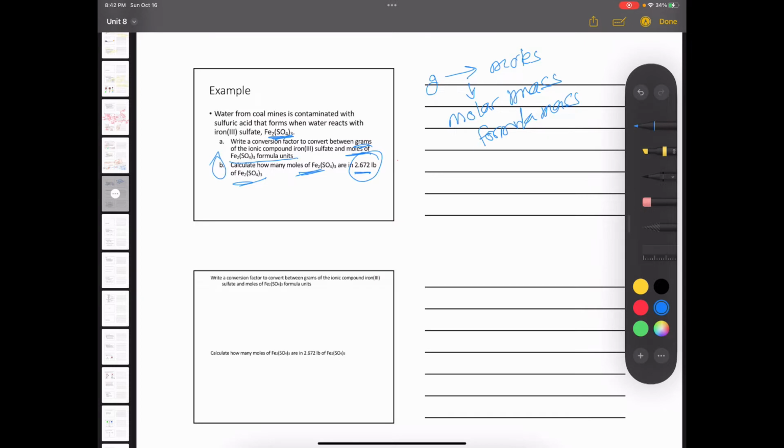In order for us to convert pounds to moles, we need to calculate our molar mass. So the conversion factor that we're going to calculate in the first part of this question will help us answer the second part. So first, we need to calculate the molar mass. How do we calculate the molar mass, or the formula mass in this case? It is the summation of all atomic masses in that chemical formula.